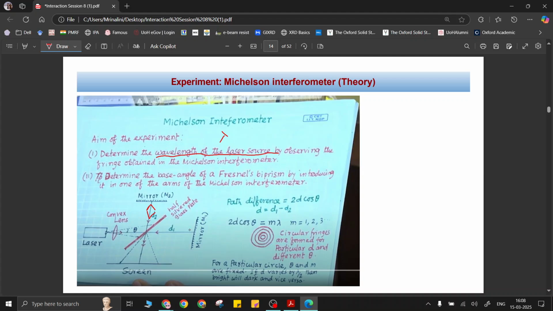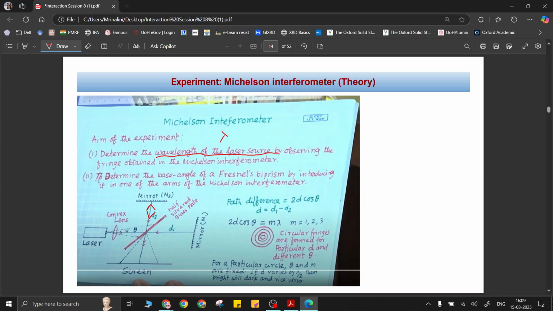If the distance between these two is the same, then all the distances traveled are the same. But again, a path difference of lambda by 2 will come here, because the one reflected from this side is outside, in air, and this glass plate is optically denser, so the one reflected from here will have a path difference of lambda by 2. So even if the distances d1 and d2 are the same, there will be a path difference between these two coherent sources, and they will interfere, and we'll see rings.